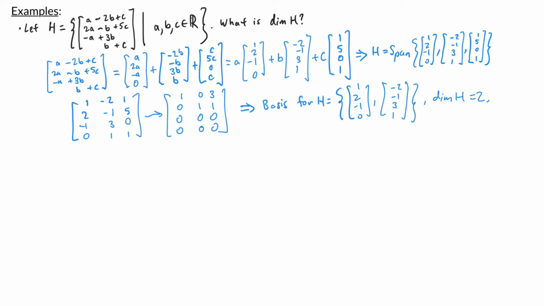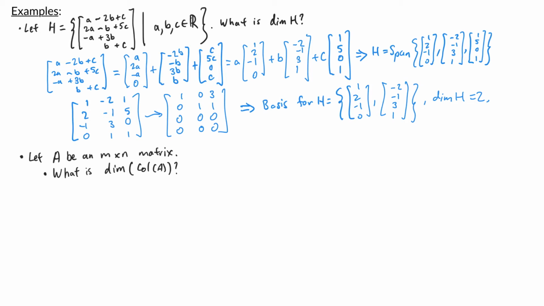So again, I want to mention that even if you can describe your subspace as a span of a collection of vectors, that's not going to immediately tell you what the dimension of that subspace is. You need to find a basis for that subspace, then count the number of vectors in that basis. So now let's look at a few more examples.